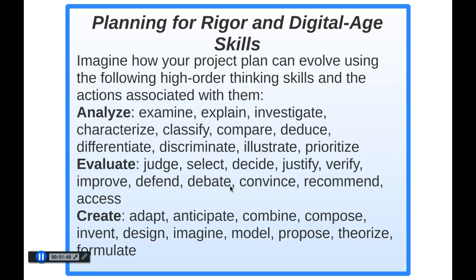Planning for rigor and digital age skills. Imagine how your project plan can evolve using the following high-order thinking skills and the actions associated with them. Analyze: examine, explain, investigate, characterize, classify, compare, deduce, differentiate, discriminate, illustrate, prioritize. Evaluate: judge, select, decide, justify, verify, improve, defend, debate, convince, recommend, assess. Create: adapt, anticipate, combine, compose, invent, design, imagine, model, propose, theorize, formulate.